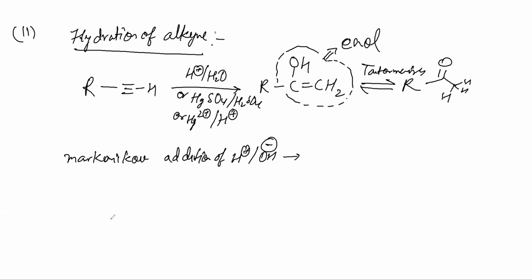What is the use of Hg? It is used to polarize the triple bond. Hg is quite electron deficient, so it acts as a Lewis acid and it polarizes your triple bond. So the reaction becomes slightly better. Otherwise, no use.